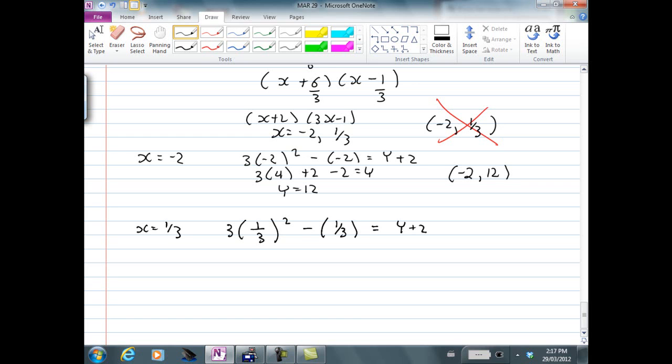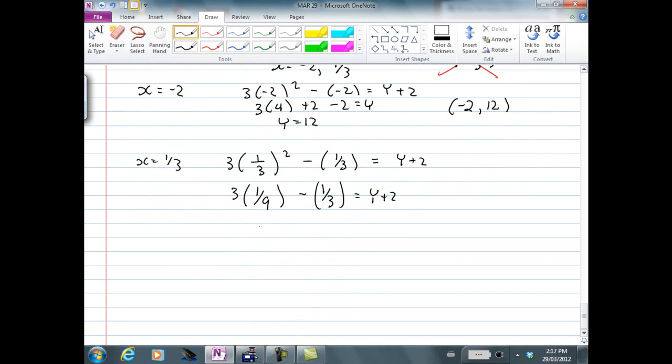Again, I go 3 times 1/9 minus 1/3 equals y plus 2. Again, very basic, no tricks. Would you agree? Then this gives you 1/3 minus 1/3 equals y plus 2. I don't need a calculator because 3 times 1/9 is 1/3.